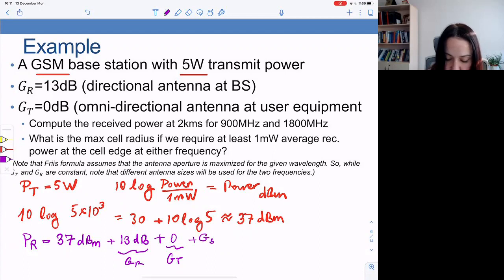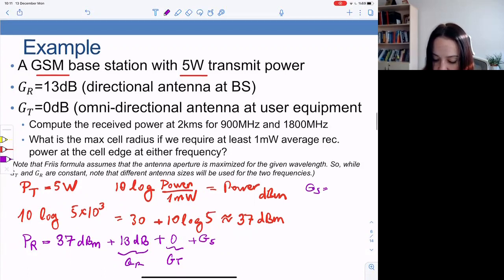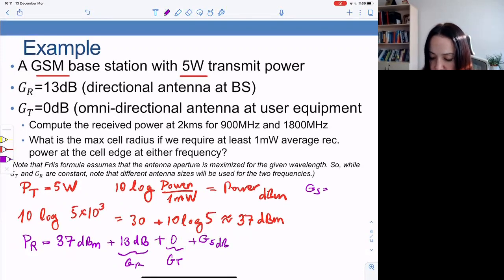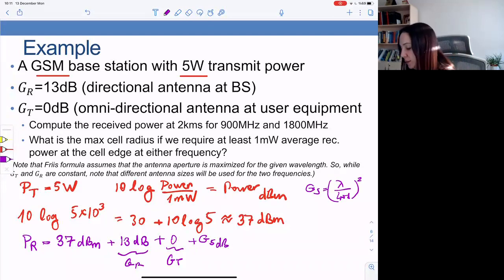Plus GS. Now, what is GS going to be? GS, as you know, so GS in dB. First of all, let's compute GS. Let's write the expression for the GS: lambda over 4 pi d squared, right? Now, we're going to have to compute lambda for 2 different frequencies. Okay. Maybe I want to open a notepad for doing this.